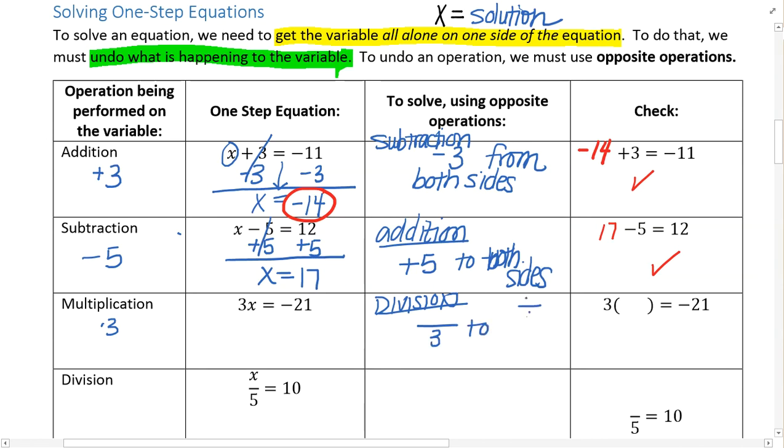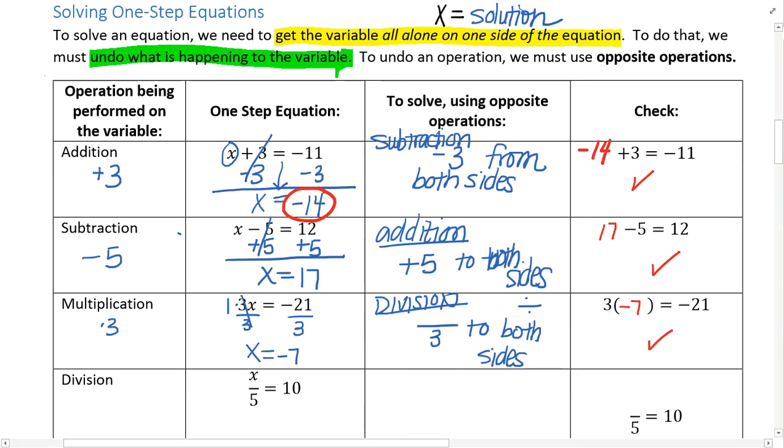Now notice I'm not going to use this. We use a fraction bar in algebra. So we're going to divide by 3, divide by 3. 3 divided by 3 is 1. And the reason this cancels is because we're multiplying something by 1. Multiplying by 1 doesn't do anything. So 1 times x is just x. And then over the other side we have negative 7. Let's check our answer. Plugging in the negative 7, we're multiplying 3 times negative 7 to get negative 21, and it works.